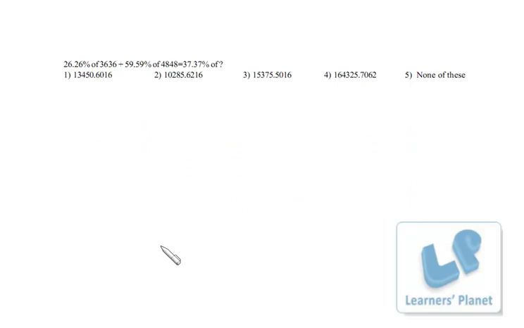Now, very complicated it seems to be, but see the difference among options here, it is 10,000, 13,000, 15,000. So we are just having a difference of 2 to 3,000, and this is a really big number, 1,64,000, right? So we just have to get an approximate idea, right?